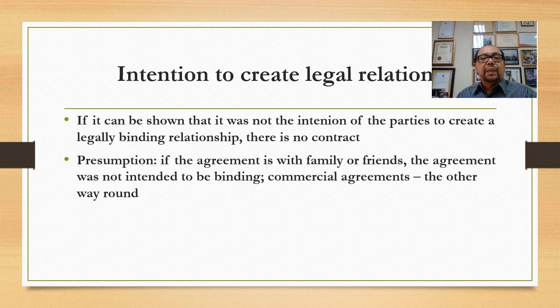Yeah? Presumption: if the agreement is with family or friends, the agreement was not intended to be binding; commercial agreement is the other way around. So sometimes you want to sell to your brother or sister, you know. So this is more like family kind of thing. So there's not much of a commercial agreement that needs to be signed. So let's say I want to give my car to my brother, you know. So my brother is family, friend. So don't really need to have an agreement kind of thing.